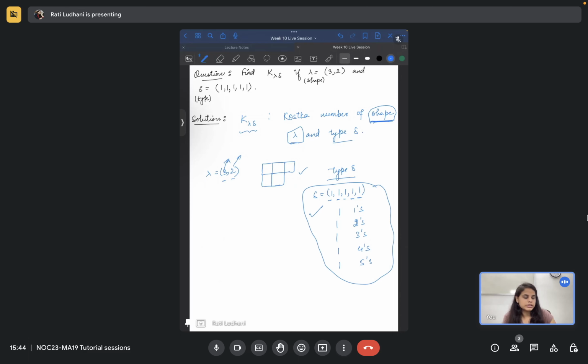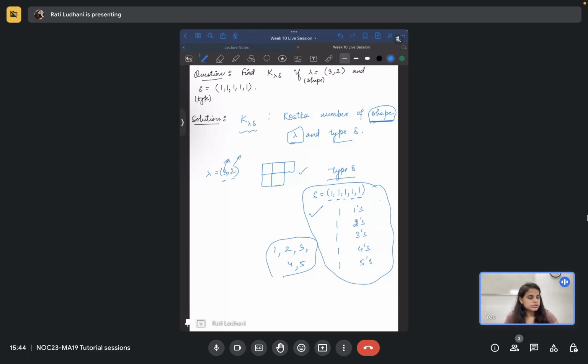So you have delta equal to 1 1 1 1 1. You need to consider one 1, one 2, one 3, one 4, and one 5. So these many numbers you have in your hand. Is that clear? Okay, clear.